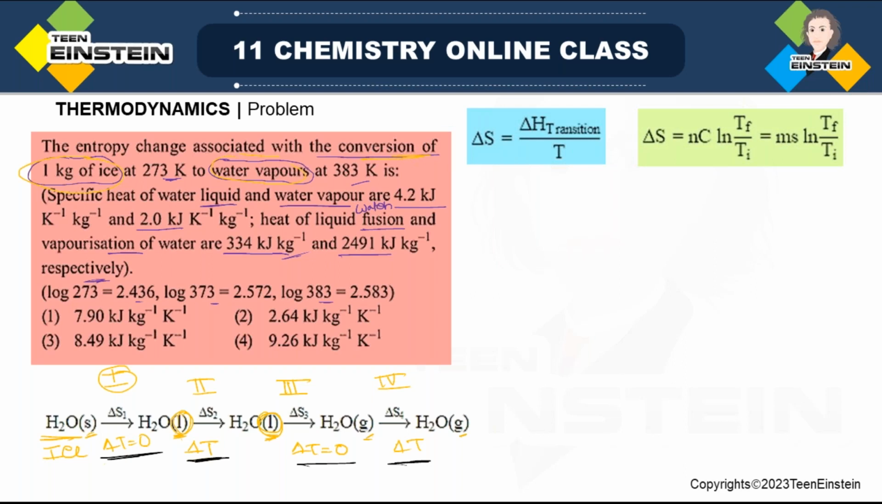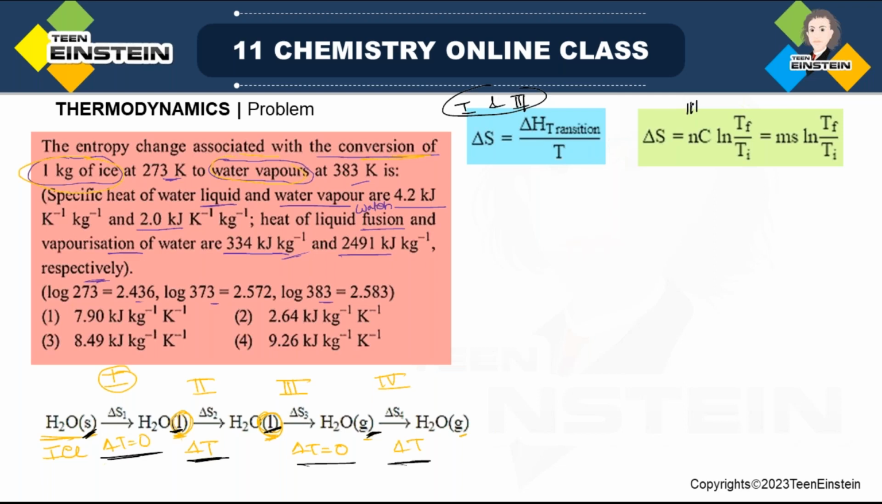So when it is fixed temperature, that is for step 1 and step 2, you have to use this formula, del S equal to del H transition by T. So here phase transition is occurring. See, from solid to liquid, from liquid to gas, only phase transition occurring. No temperature change.